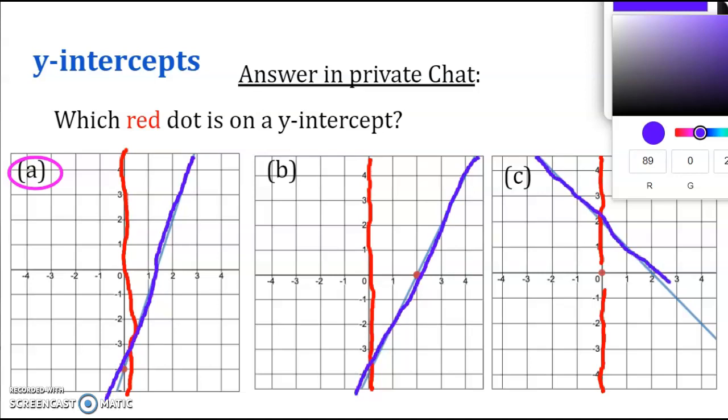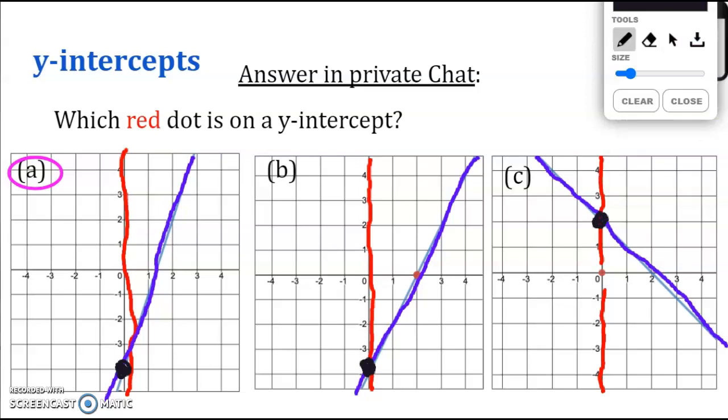That means y-intercept means where the red line and the blue line intersect. And where is that? It's this point right here, and this point right here, and this point right here. Those three are the y-intercept, and the red dot was on A. So the correct answer is A.